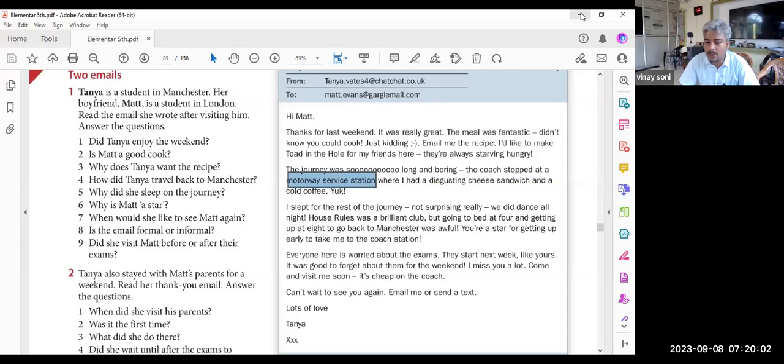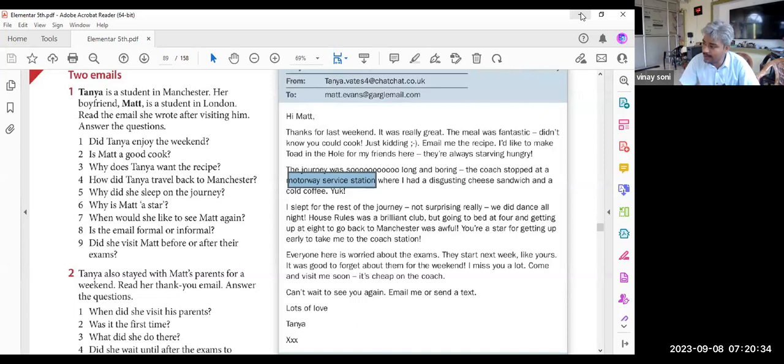Everyone here is worried about the exams. Worried is another ed adjective. Another adjective would be worrying, worrying news, worrying signs. Everyone here is worried about the exams. Worried is the ed adjective. I'm worried about your health.